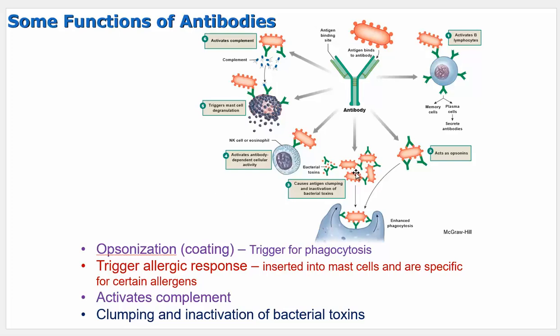Also, antibodies can activate complement. We've discussed that and how it forms that membrane attack complex and can poke holes in cells. So antibodies can trigger that. Clumping and inactivation of bacterial toxins: that's what I think we see here, it can cause them all to stick together, and then the bacteria can't do what it's supposed to do anyway, and that will eventually also be eaten.